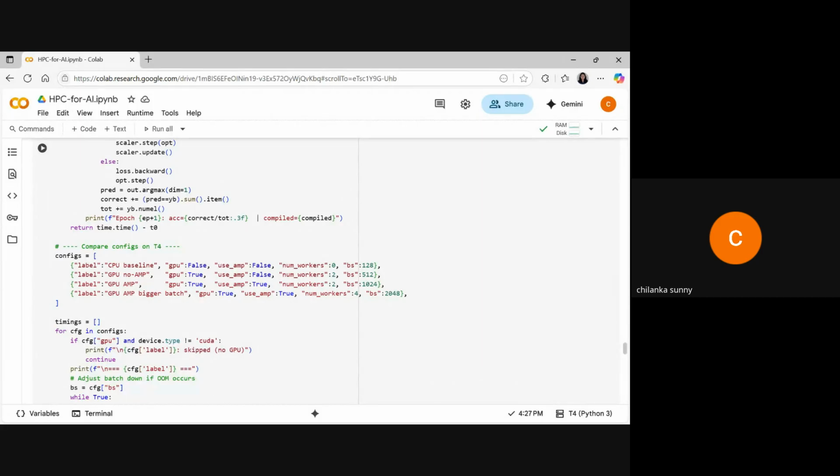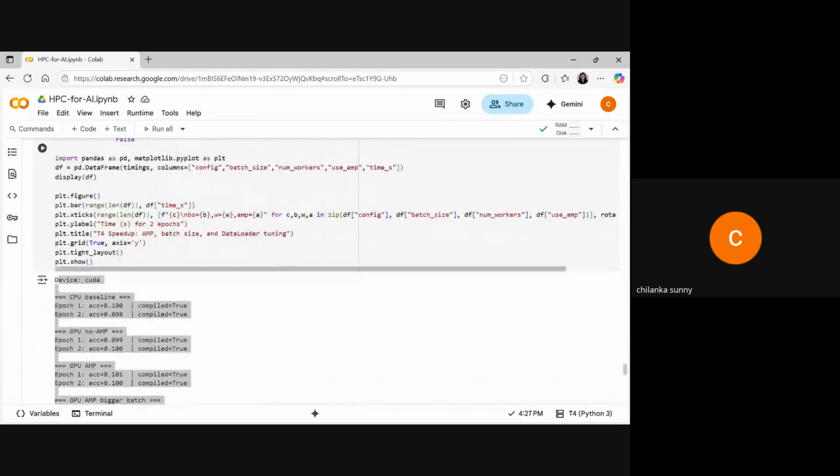In the next setup, we are using GPU instead of CPU, but we are increasing the number of data load workers to 2 and the batch size to 512. The next competitor is GPU with AMP, and the number of workers remains the same, but the batch size is increased to 1024. And the next candidate is using all these together, GPU plus AMP plus an increased number of workers, and we are increasing the batch size as well.